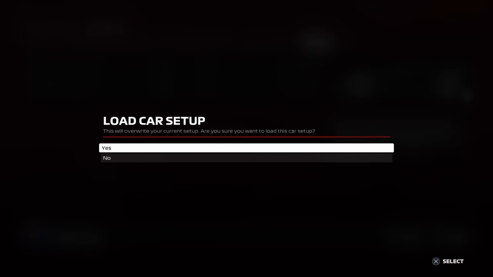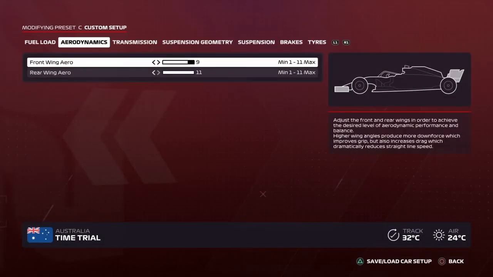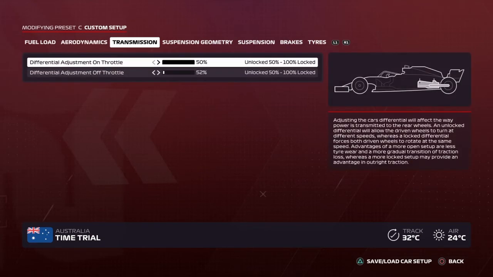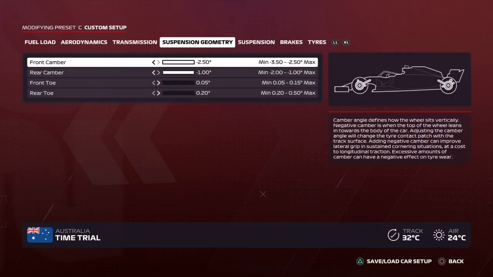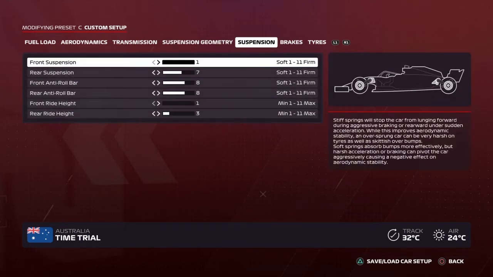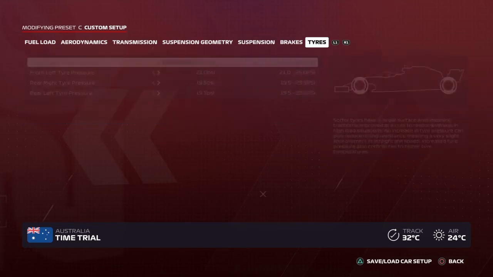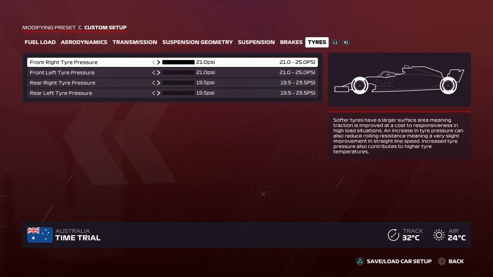Moving on to Singapore. 9.11 on the wing. 50-52 on the transmission. Right, left, suspension geometry. 178, 813 on the suspension. All the way to the left for the tyres.